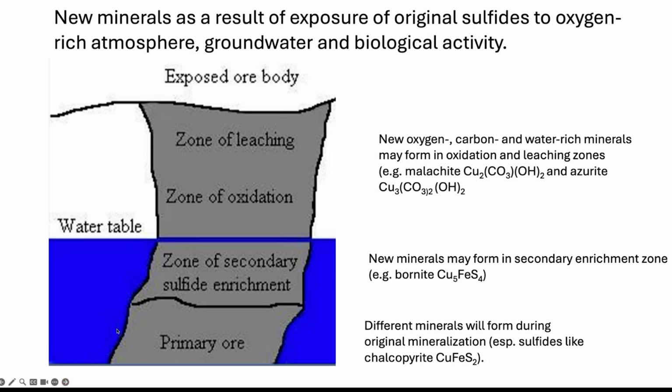All right, new minerals form as a result of exposure of original sulfides to oxygen-rich atmosphere, groundwater, and biological activity. So we've seen this diagram before, and we can see that the primary ore is probably a sulfide, right? So it'll be something like chalcopyrite, CuFeS2. And then as it gets closer to the surface, it interacts with groundwater and oxygenation, and the sulfide breaks down and forms new minerals like malachite, a copper carbonate hydroxide, and azurite.